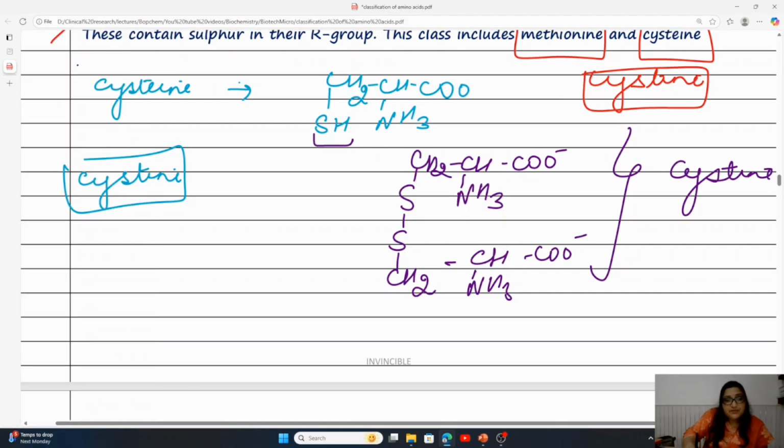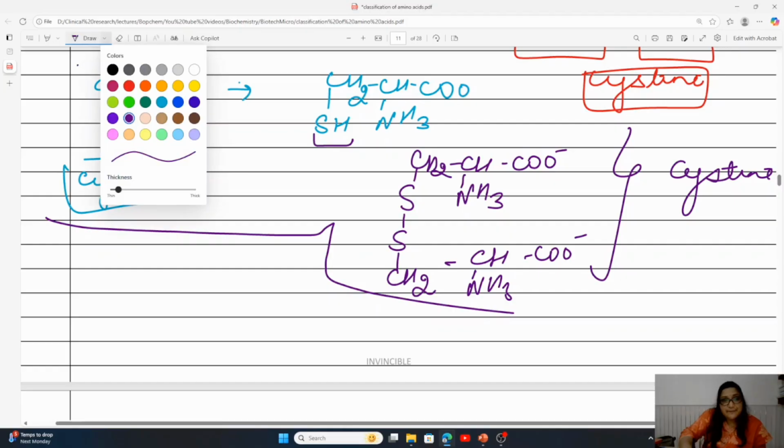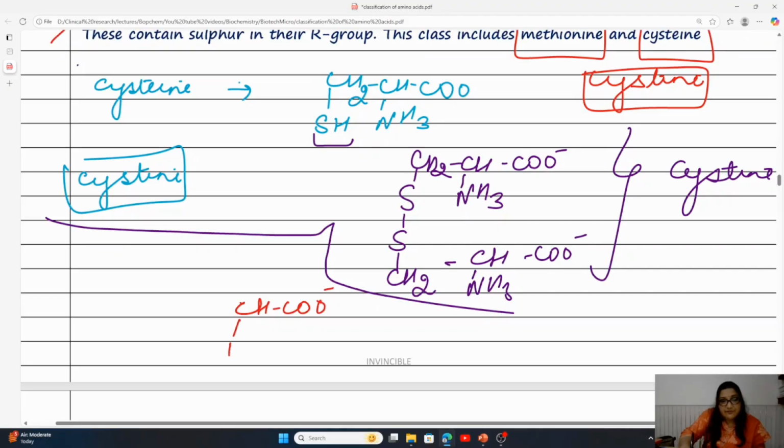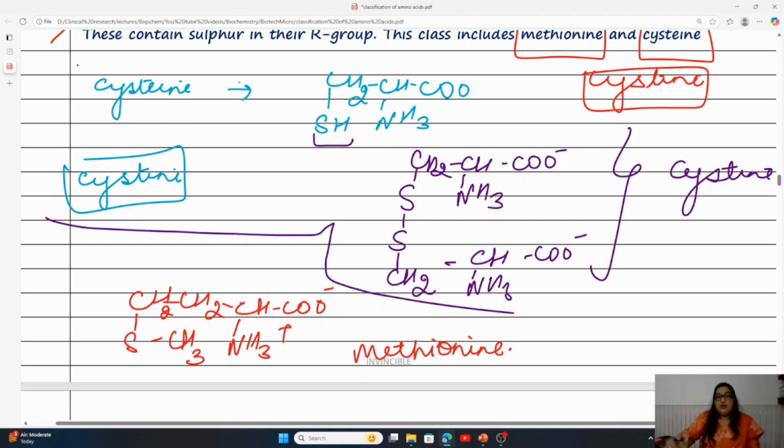Next one is methionine. When we see the structure of methionine, it is CH, C double bond O negative, NH3 positive. Let's understand that this basic amino acid structure won't be changing anymore. So it goes like CH2, CH2, S, CH3. Okay, this is the structure of methionine.